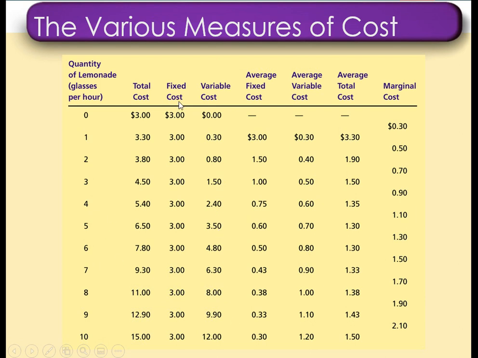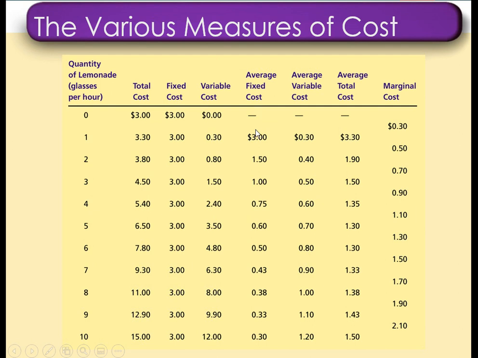So when you add fixed cost plus variable cost, it will give you the total cost. 3 plus 0 equals 3. 3 plus 0.3 gives you 3.30. 3 plus 0.80 will give you 3.80. 3 plus 1.50 gives you 4.50. 3 plus 2.40 gives you 5.40, and so on. So when you add fixed cost plus variable cost, it gives you the total cost.